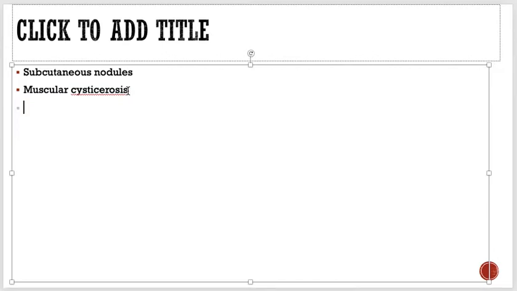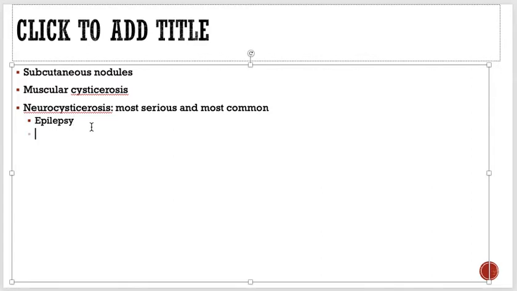Now the bad complication of this condition, which I wanted to talk about, is neurocysticercosis. Remember, it is neuro, so it is related to the brain, and it is the most serious and the most common manifestation of this condition. There is a cyst in the brain, so the patient can present with epilepsy, or psychiatric manifestations.